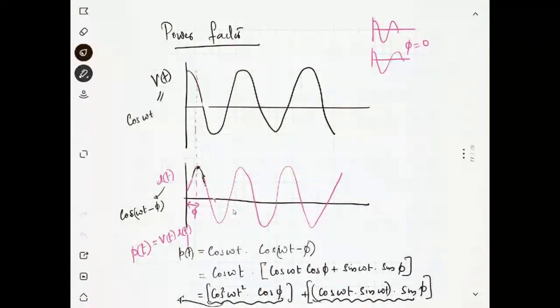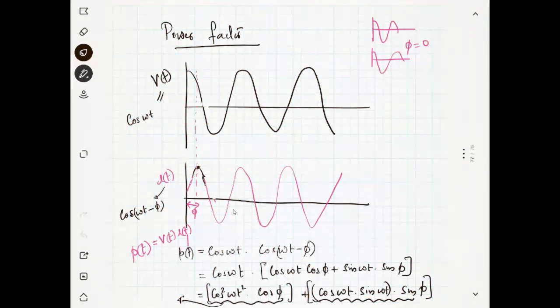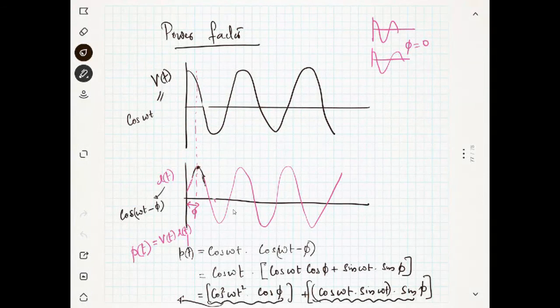Okay. So you can see there are two terms, but if phi equal to 0, what will be the situation? Please tell me what will happen to the second term if phi equal to 0. Second term will be 0. Phi equal to 0 means the network is purely resistive, right? So if the network is purely resistive, you will get only cosine square omega t. Cosine phi becomes 1 and sine phi becomes 0, so the second term becomes 0.